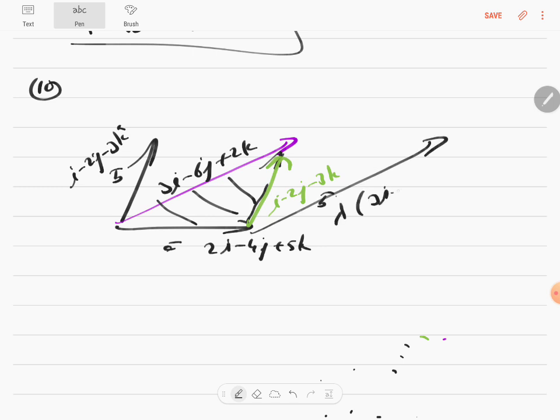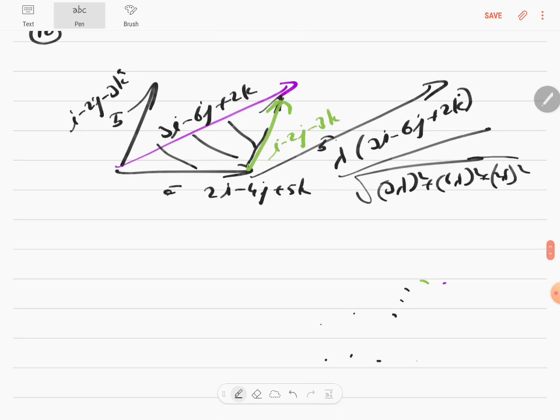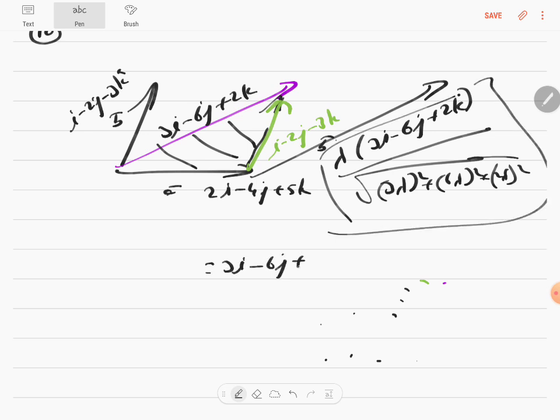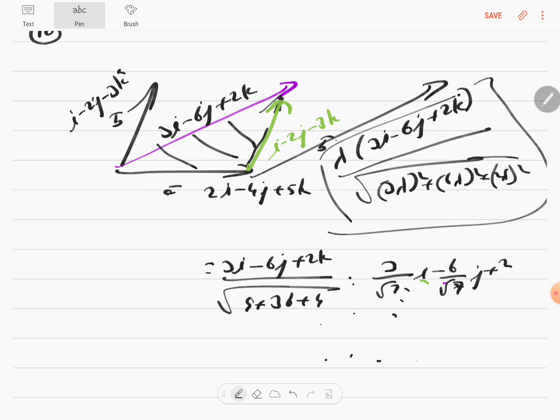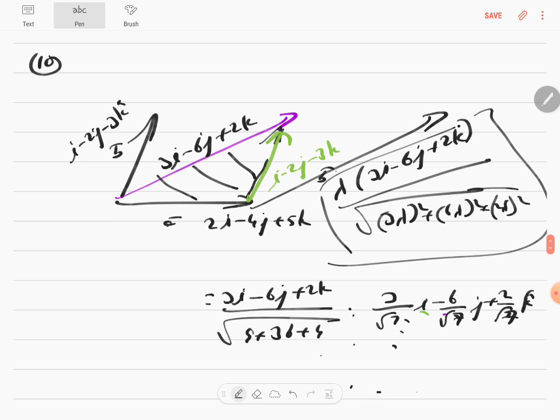So lambda times 3i minus 6j plus 2k. And it's got to be a unit vector, so divided by its magnitude, which is root of 3 lambda the whole square plus 6 lambda the whole square plus 2 lambda the whole square. So this is the vector, and lambda will get cancelled completely. So you get 3i minus 6j plus 2k by root of 9 plus 36 plus 4, which is 3 by root 7 into i minus 6 by root 7 into j plus 2 by root 7 into k. Kindly check the book back answers. I'm not doing the sum in a hurry, so I hope you get the answers correct.